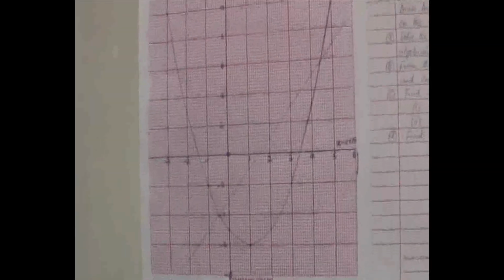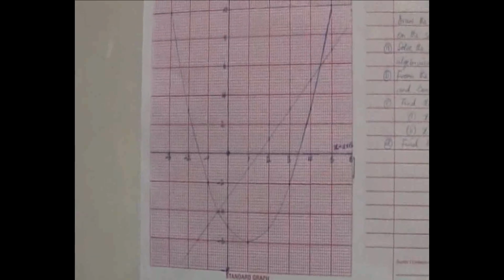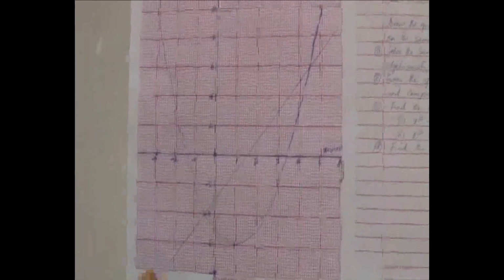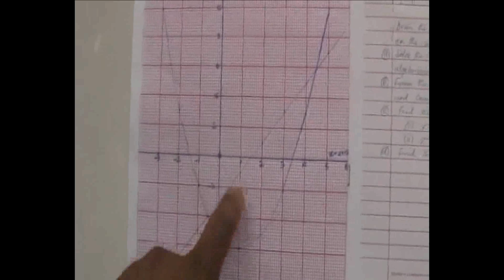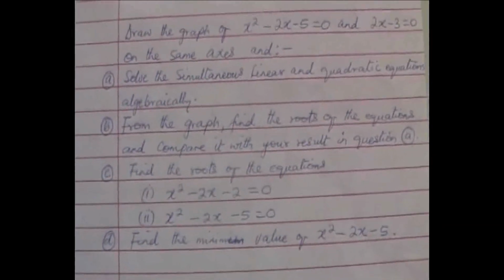You can see the straight line and how it cuts the curve at 2 points, this place and this place. Now the next thing we do is we go to the questions now and answer the questions from the graph we plotted.